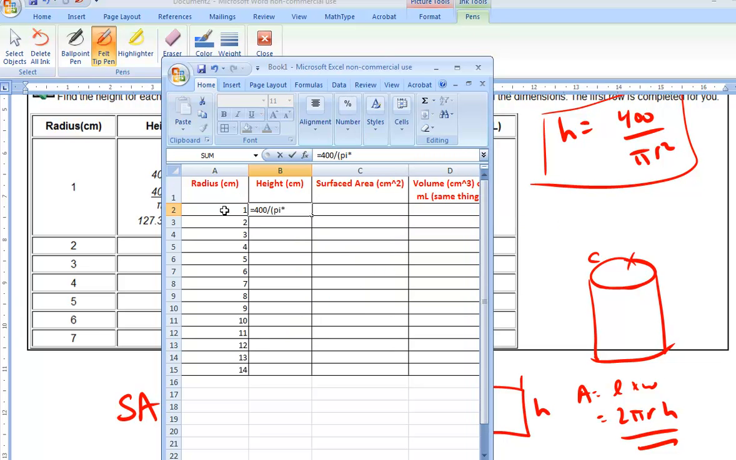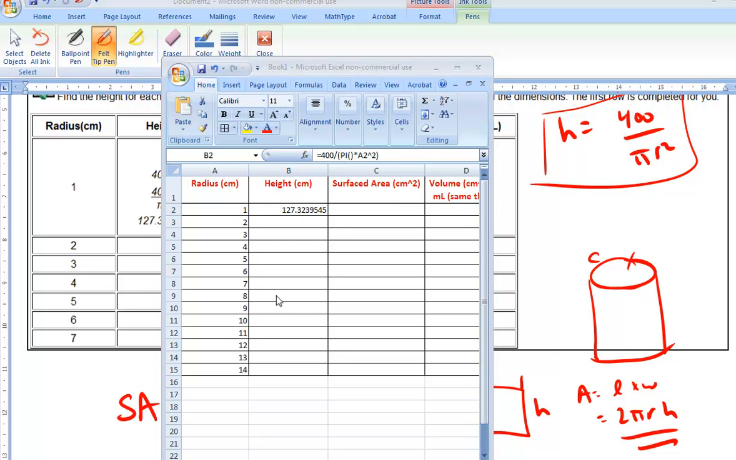Pi, we can use pi for pi, times, what's the radius? Click on the radius, that's whatever happens to be in cell A2 right now. And we need squared, so we're going to do a little hat, 2, enter. Close the bracket because that's the bottom of the bottom. And we hit enter. And I think it's doing that because, whoops, what's wrong here? 400 divided by pi times radius squared. That looks good.